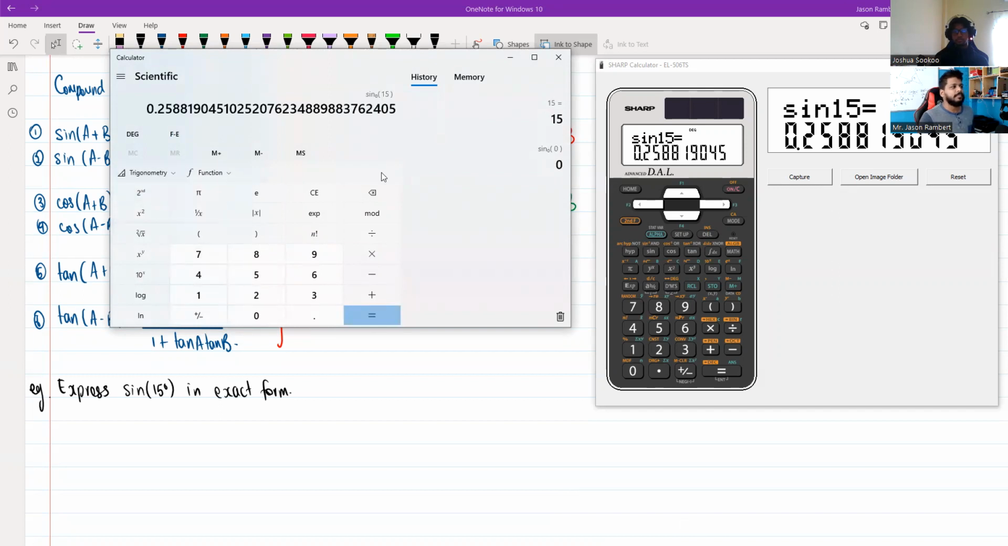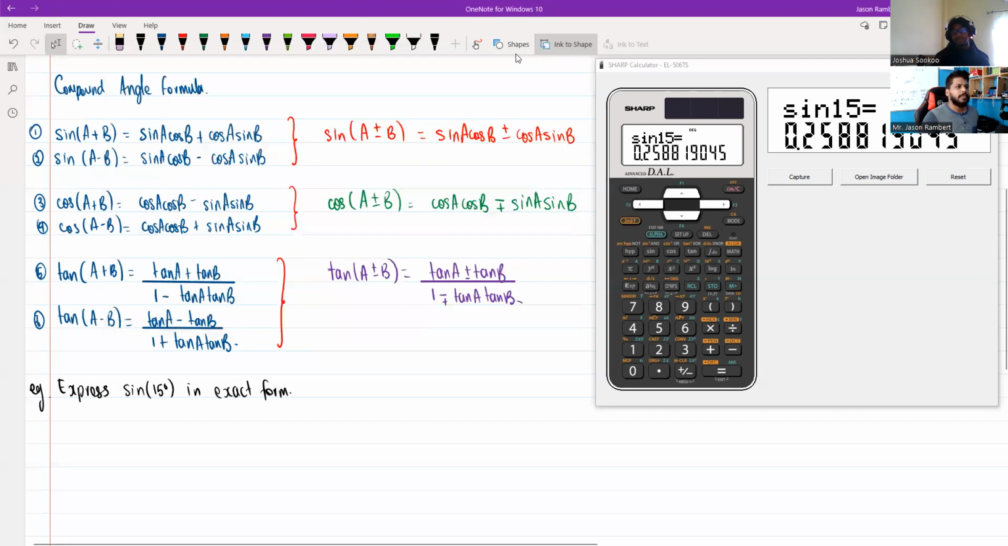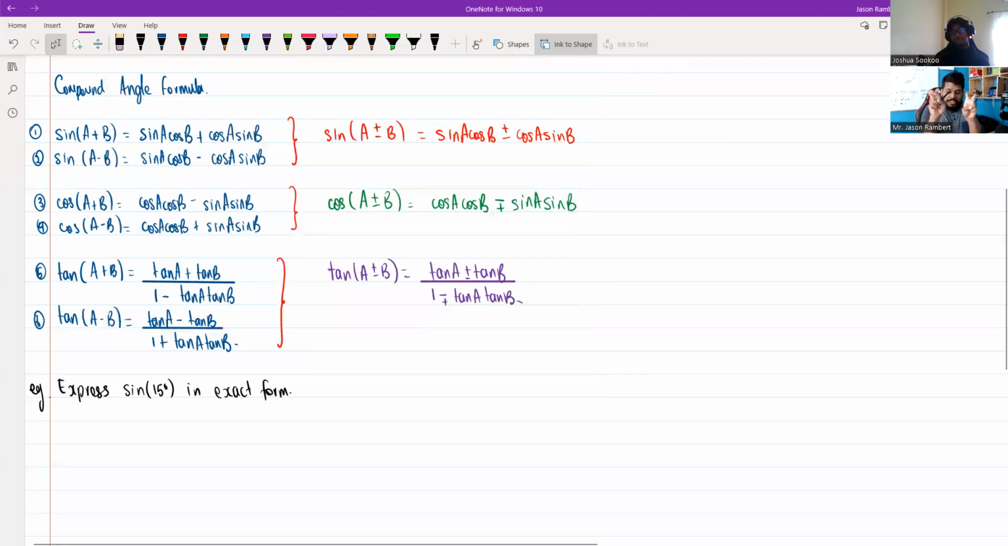Okay, good. So look at how many decimal places we have here. A lot more than the calculator. Yeah? So the exact form of sine 15 degrees is not 0.2588190045. It's not even 0.2588190045 1025202623488988376240. It has more decimal places there. But we can express it rationally in terms of surds.